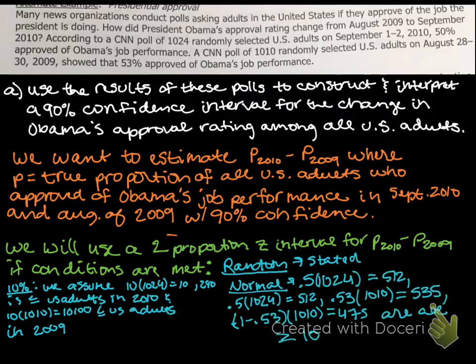Normal. 0.5 times 1024 is 512. 1 minus 0.5 times 1024 is 512. 0.53 times 1010 is 535. 1 minus 0.53 times 1010 is 475, and they're all greater than or equal to 10. Notice you have to check it for both samples.